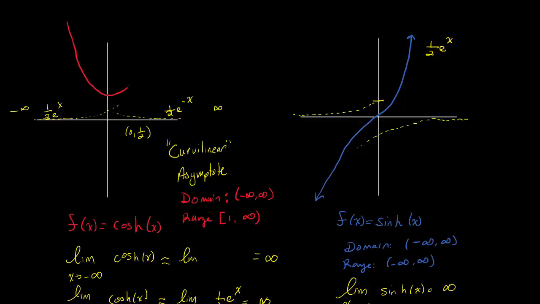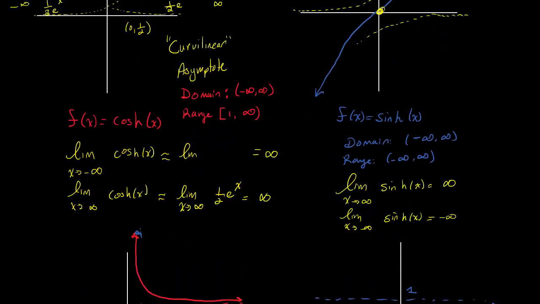Notice here, cosh has symmetry with respect to the y-axis, and since it's symmetric with respect to the y-axis, it's also going to be an even function. Notice here, sinh has symmetry with respect to the origin. If you rotate it 360 degrees and you put your pen right at the origin, you're going to get the exact same function. So looking at it graphically, we can see that this is a very nice odd function.